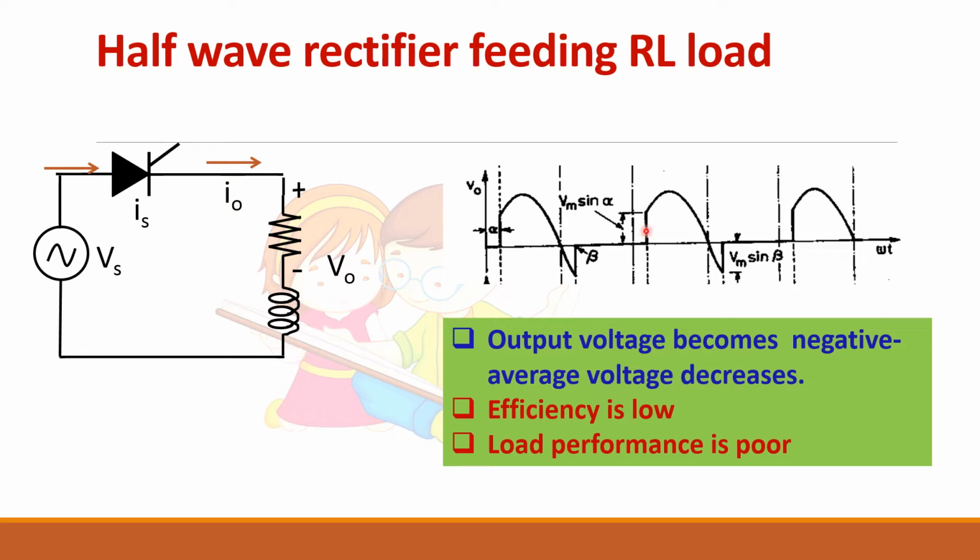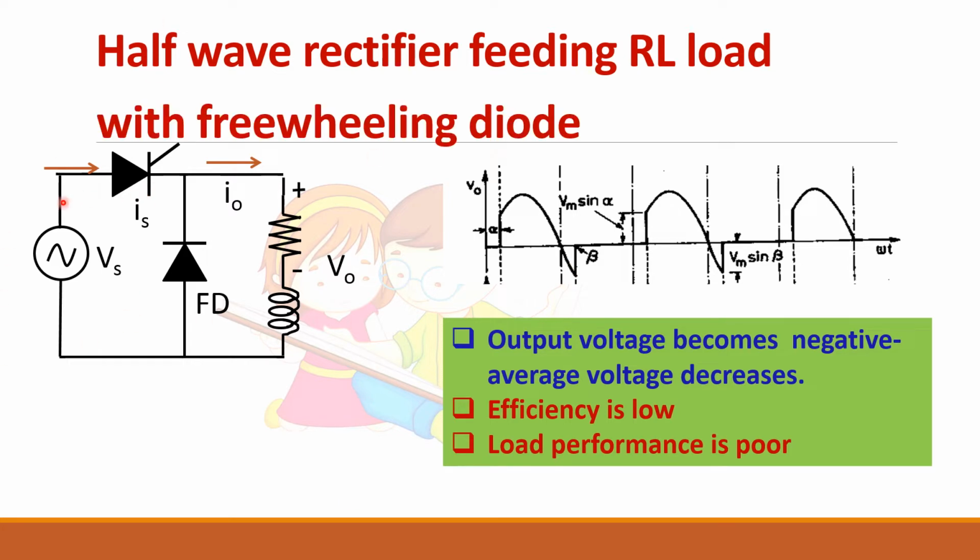Now, how can we remove this negative portion so that your average voltage increases? For that you can use a freewheeling diode. By providing a freewheeling diode, you are removing this negative part. So in this video, we will be seeing about half-wave rectifier feeding RL load with a freewheeling diode.